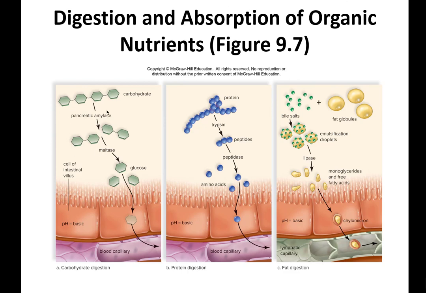Carbohydrates get broken down by pancreatic amylase and then maltase to glucose. Glucose goes through the cell and is absorbed into the blood capillary. The proteins are modified by trypsin and peptidases down to amino acids, and they also go through into the cell. And then the bile salts mix in with the fat globules to emulsify the fat, and lipase breaks that down to fatty acids and monoglycerides, and that gets shifted into chylomicrons into the lacteal.